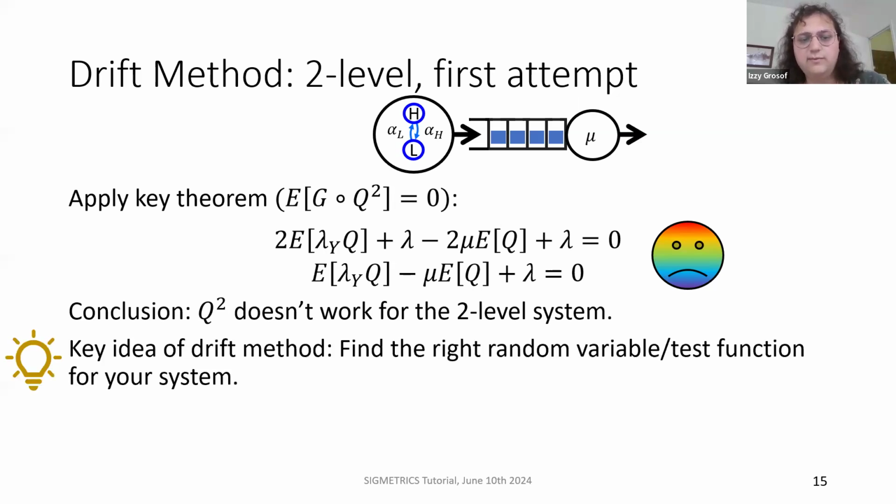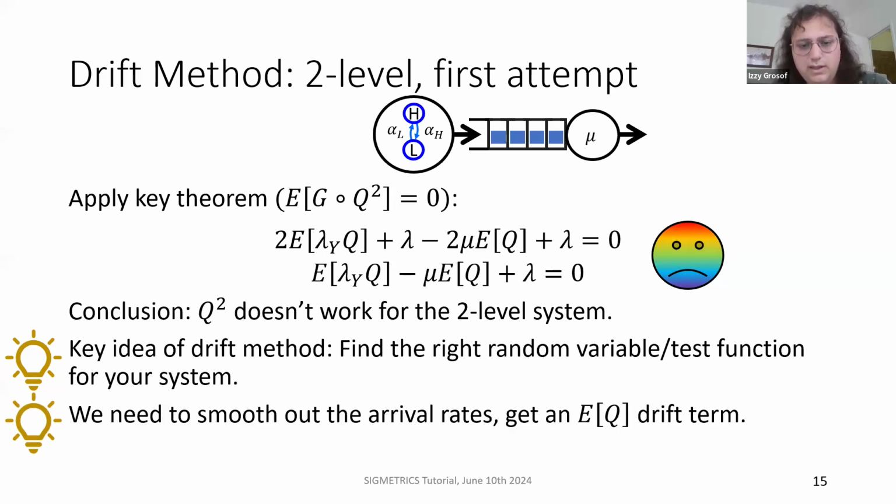The key idea of the drift method is you've got to find the right random variable or the right test function for your particular system. Q length squared was right for the M/M/1. It's not right here. What we need here is a way to smooth out the arrival rates, to dampen the impact of switching back and forth, so that our term is not arrival rate weighted anymore, so that we get an E of Q drift term, both coming from arrivals and coming from completions. And so they can match up and we can analyze mean Q length at the end of the day.